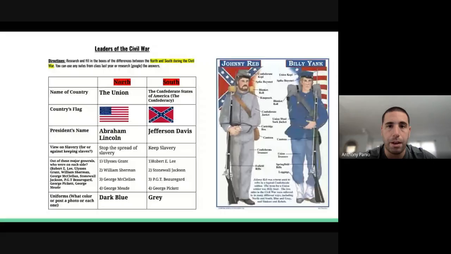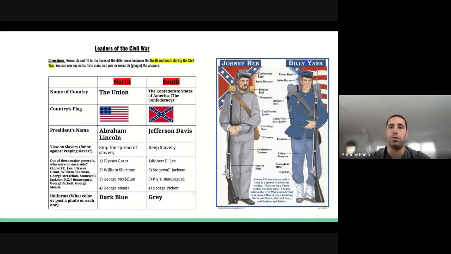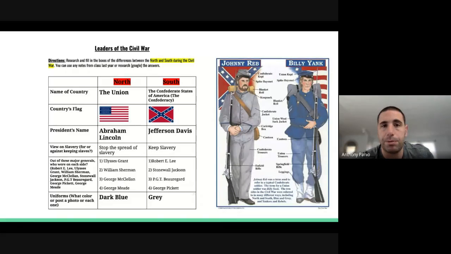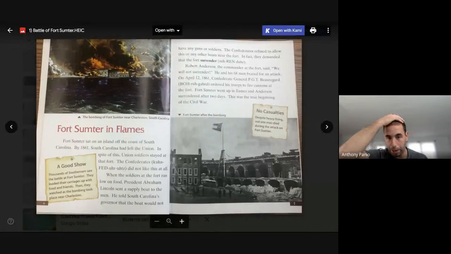For you to have out this right here, okay? Because I think it would be important as you're reading to know kind of what they look like as a reminder: the names of the countries, the presidents, and obviously they're going to mention a lot of the generals. So like in the first battle, you're going to see P.G.T. Beauregard's name, all right? And obviously he's a Confederate general, so this should make it a little bit easier for you to be able to figure out, all right? But regardless, let's go to the reading, okay? So kind of have that nearby in case you need to refer back to it.